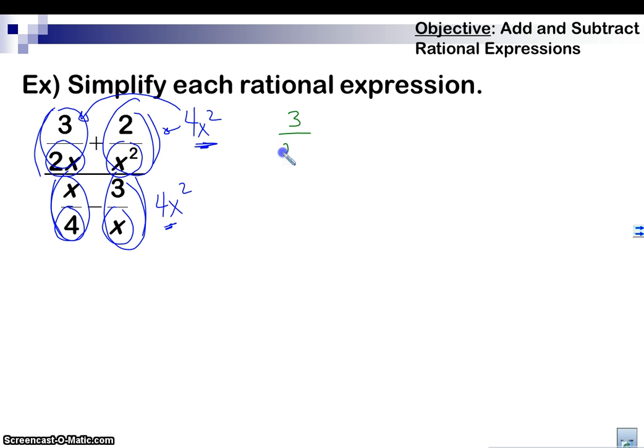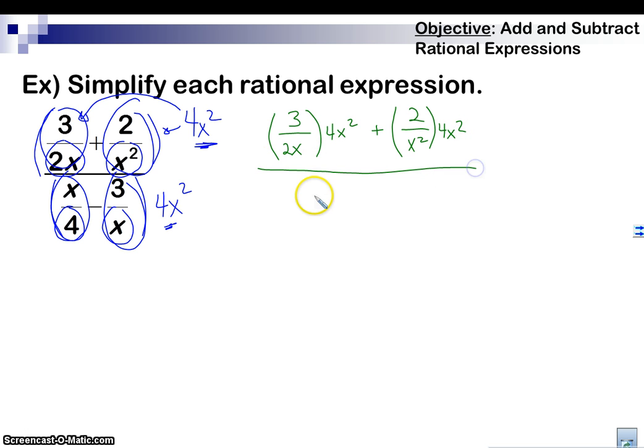So we're going to have 3 over 2x times 4x squared plus 2 over x squared times 4x squared, all over x over 4 times 4x squared minus 3 over x times 4x squared. So watch what happens, folks. This is kind of exciting, okay?